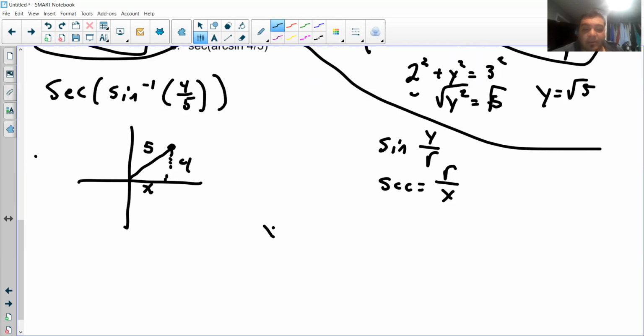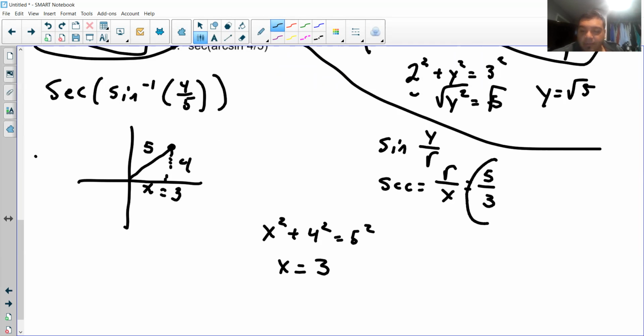So do some Pythagorean theorem. If you remember some of the stuff from geometry, this happens to be a Pythagorean triple. If you do your math, x equals 3. Even if you don't remember it's a triple, you could just do the math, x equals 3. So since my secant is r over x, my r is 5, my x I just found is 3. So the secant for this answer is r, which is 5, over x, which is 3. So 5 over 3.